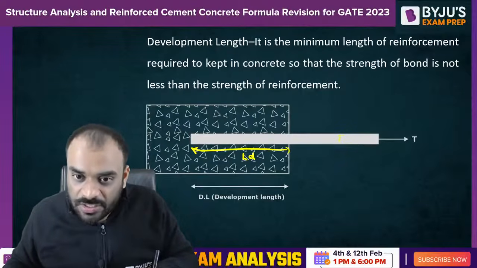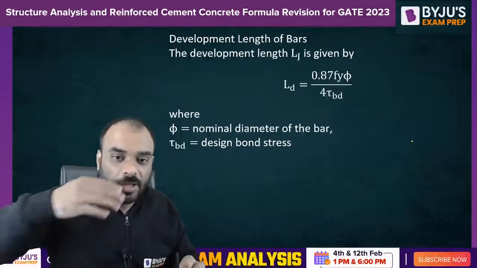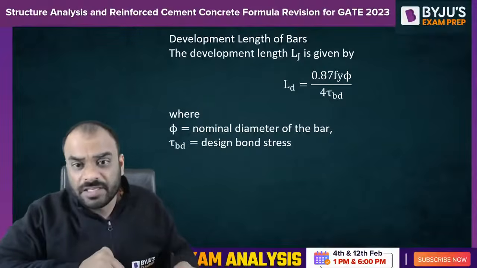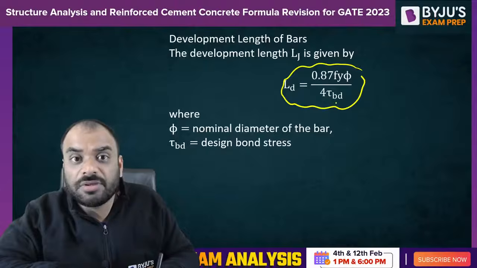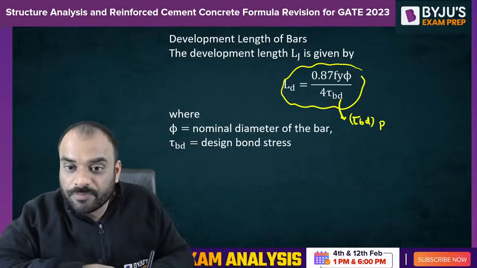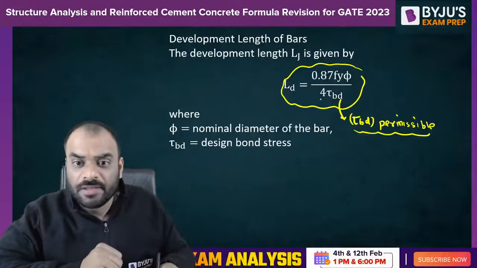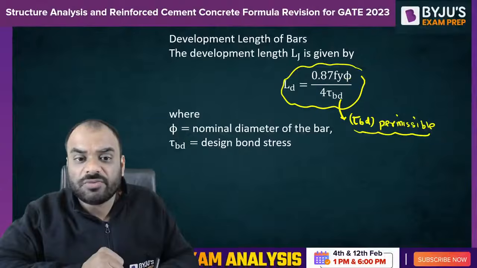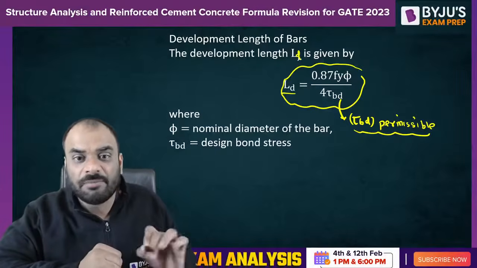That is the question. Let us suppose the dia of reinforcement is phi and the tension force is T. The formula recommended by IS code is LD equals 0.87 Fy into phi divided by 4 times tau BD. Now what is tau BD? It is tau BD permissible, which is recommended by IS code. Phi is the nominal dia of bar. Tau BD is permissible bond stress or design bond stress. And LD is our development length.